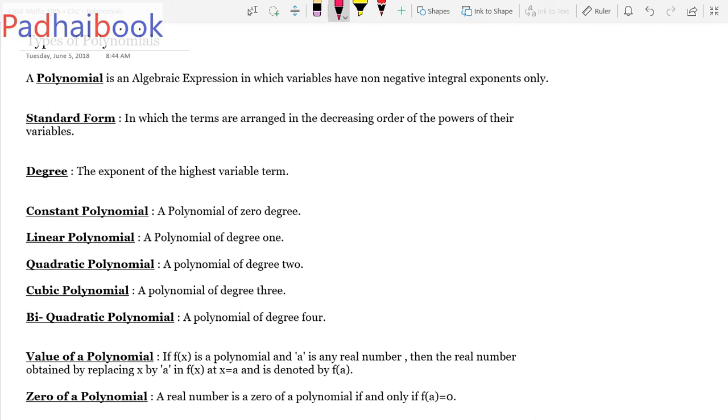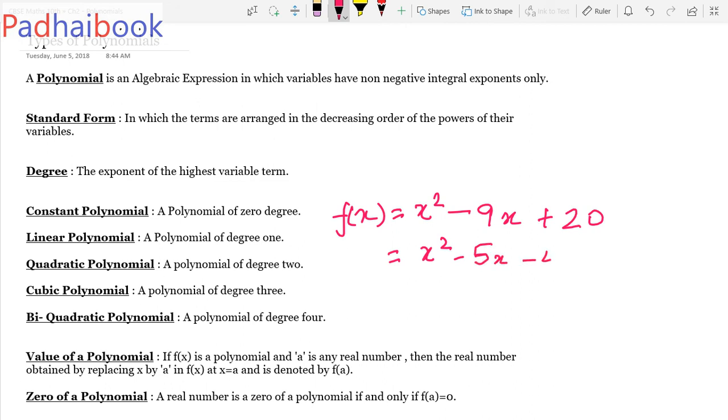All right. Let's come to the last topic of this video. That is the zero of a polynomial. What is a zero of a polynomial? As we can see, a real number a is a zero of a polynomial if and only if f of a is equal to 0. Now, let's take an example, x square minus 9x plus 20. Suppose we are given a polynomial like this, f of x is equal to x square minus 9x plus 20. What we can do is, we can try middle term splitting here. Let's see what happens.